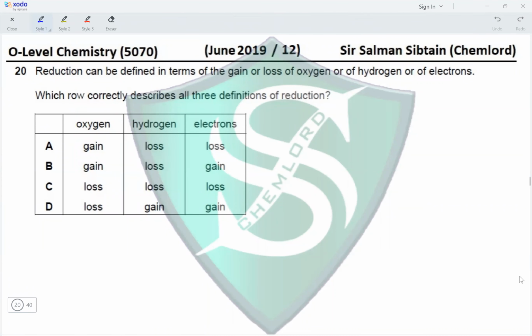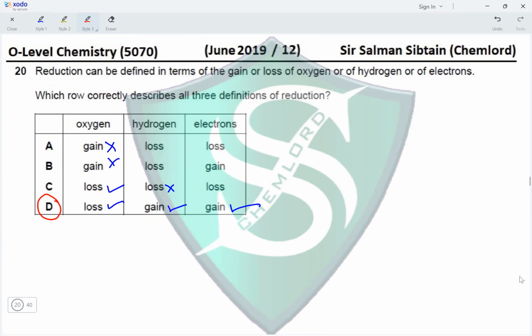Question 20. Reduction can be defined in terms of gain or loss of oxygen or of hydrogen or of electrons. Which row correctly describes all three definitions of reduction? Okay. So reduction is loss of oxygen. So options A and B get eliminated. Options C and D remain. Reduction would be gain of hydrogen. So option C gets eliminated. Option D remains. And reduction would be gain of electrons, which is there in option D. Therefore, option D is the correct option for this question.